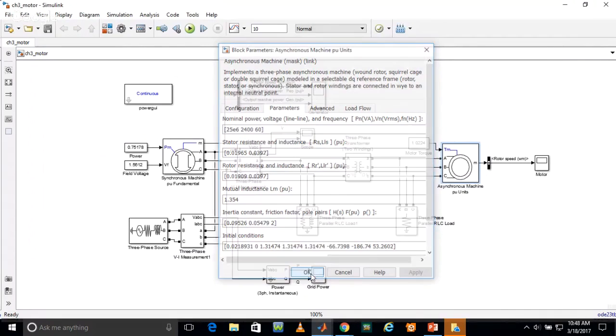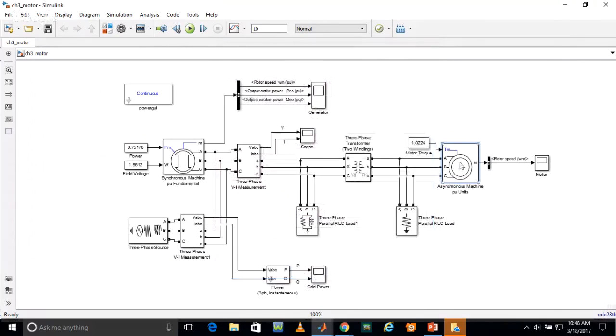As you will see, this machine requires 25 megawatt. This R load provides 25 megawatt. This RLC load needs 40 megawatt and 15 MVAR reactive power. So all these values should be provided by these two parameters.